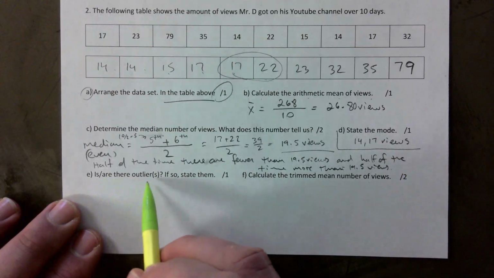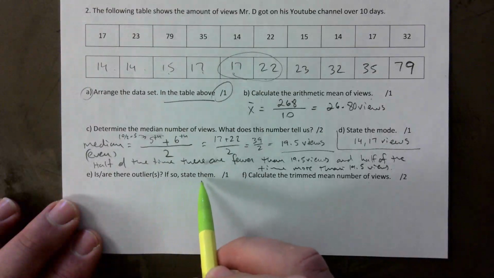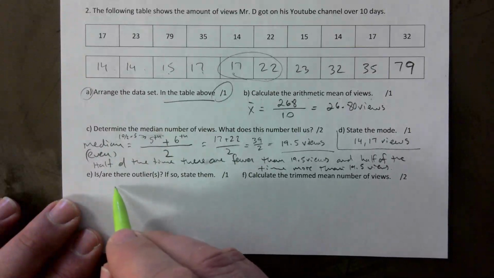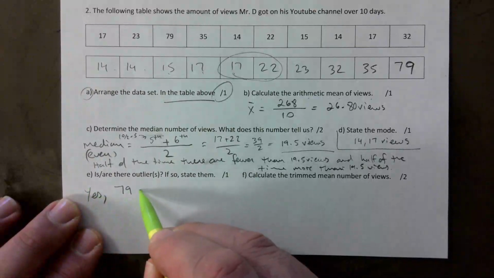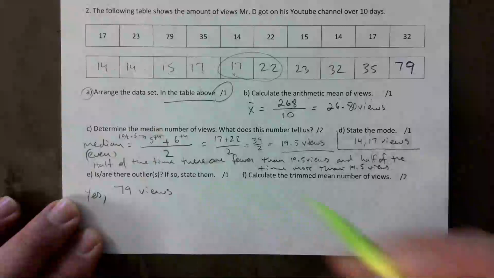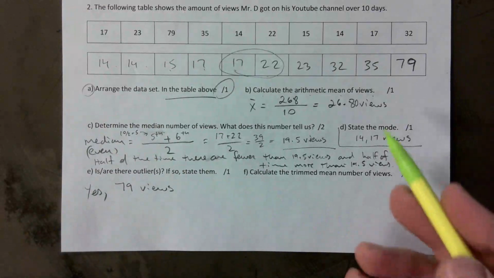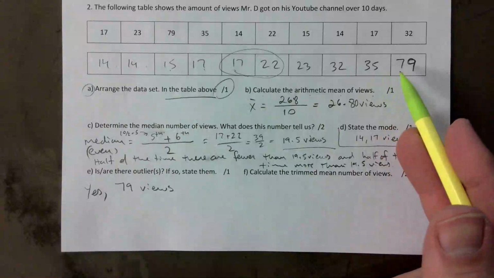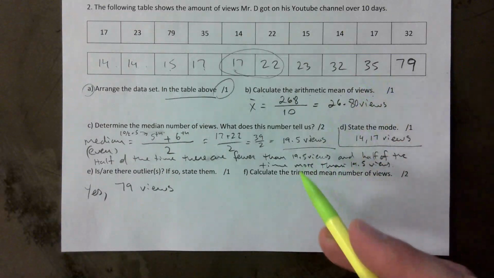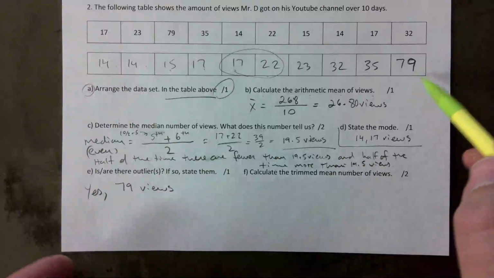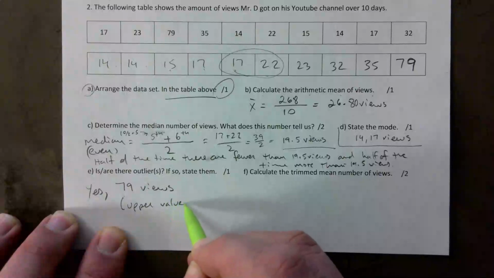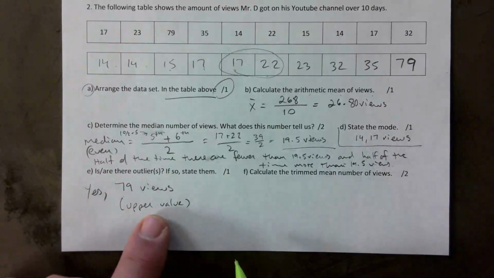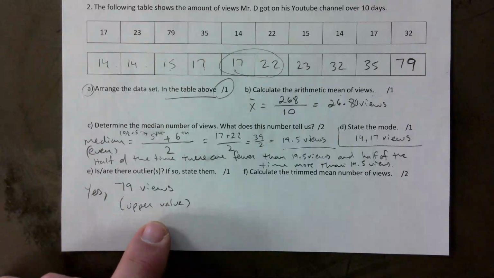Is or are there any outliers? If so, state them. I'd say 79 is an outlier. So yes, 79 views. Because it's very different, right? It jumps. It's more than double of the last value on the upper side. So again, this is an upper value. It's just an observation. You don't have to have that, but it's just an upper outlier.